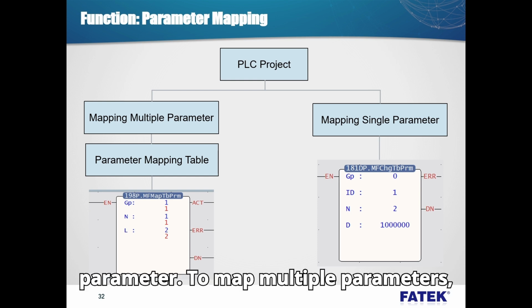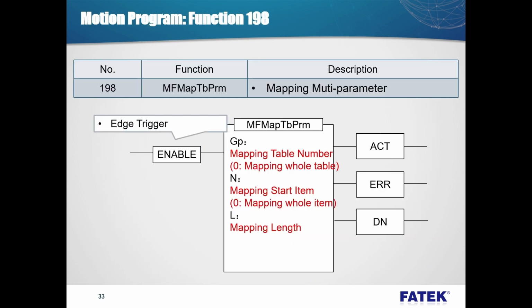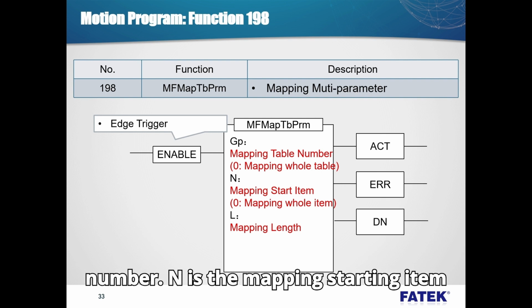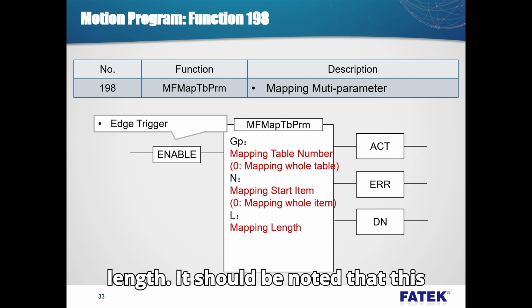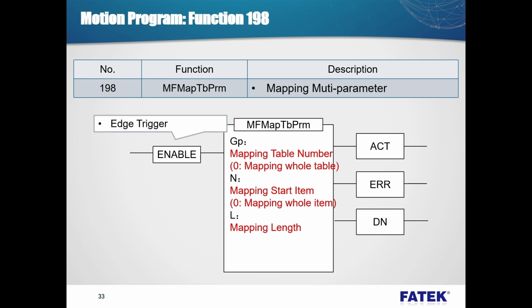To map multiple parameters, use function 198. Instruction 198 has three parameters. GP is the mapping group number. N is the mapping starting item number. L is the mapping continuous length. It should be noted that this command is triggered by the upper edge.